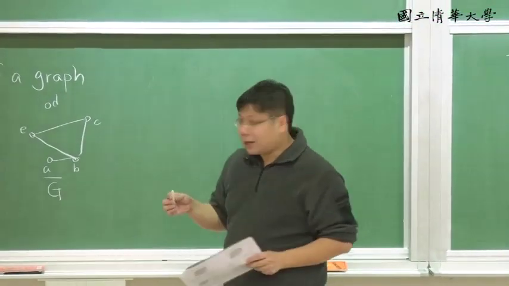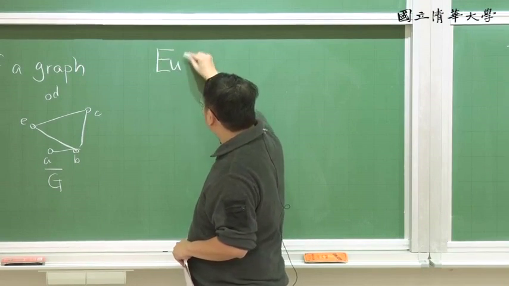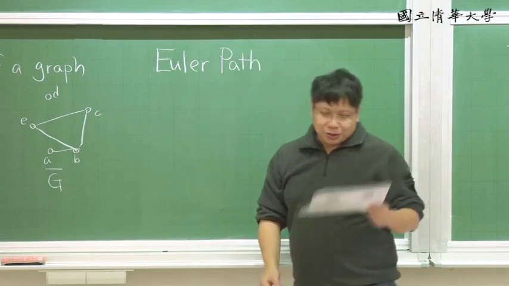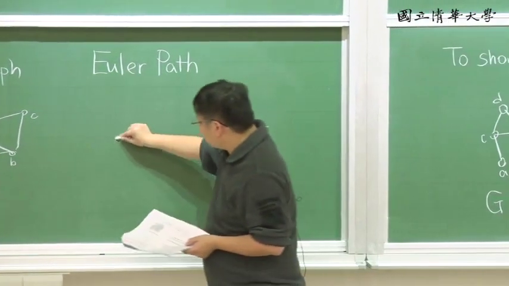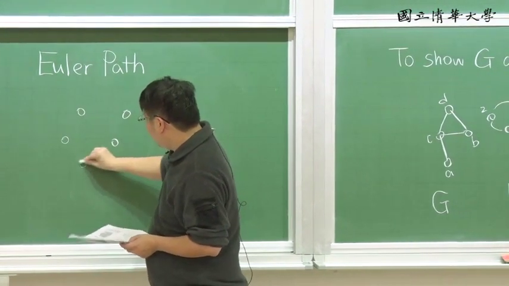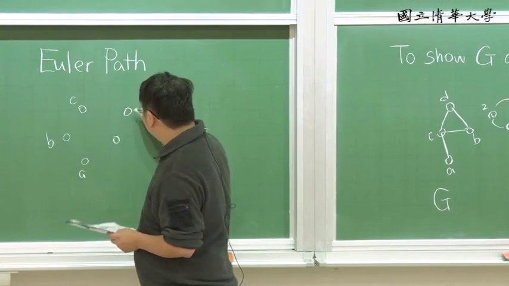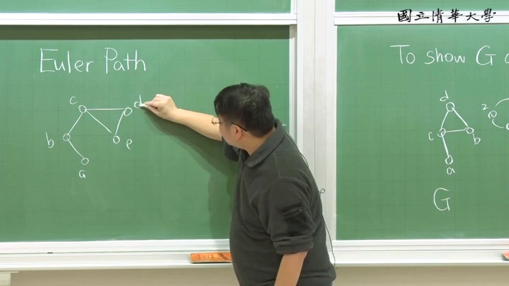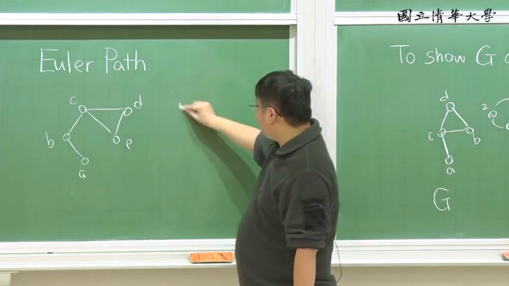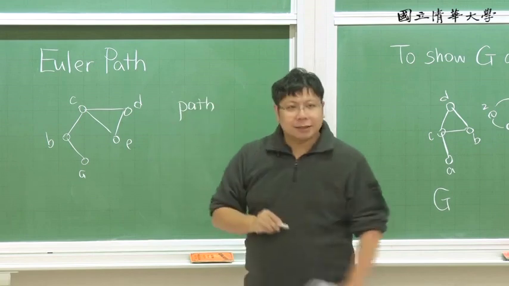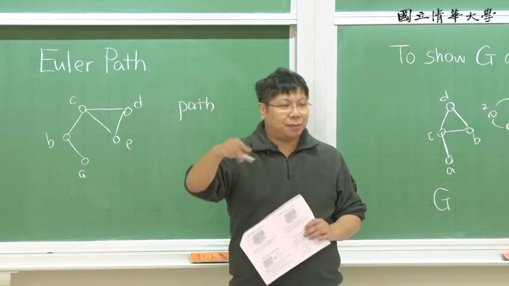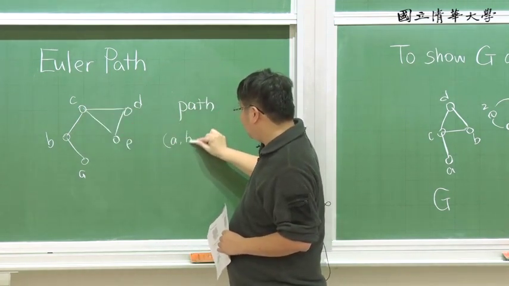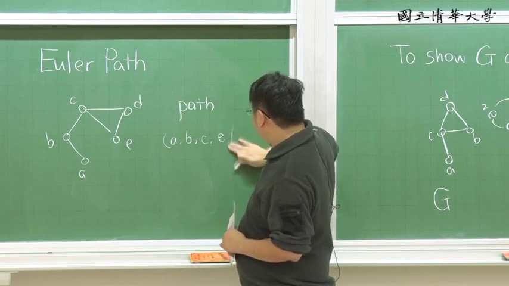Okay, the next topic we are going to talk about is the Euler path problem or Euler circuit problem. So I hope you still recall. Let's get a graph with A, B, C, D, E. What is a path? Let's first define a path. A path is a sequence of vertices such that between each adjacent pair there is an edge. So A, B, C, E is a path.